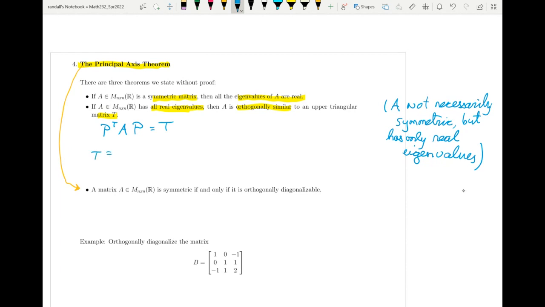Okay, now T, remember, upper triangular matrix. So let me just say a comment here first before I fill out what this T is. A is similar to T. Remember that. We talked about similarity. A and T have the same eigenvalues, okay?